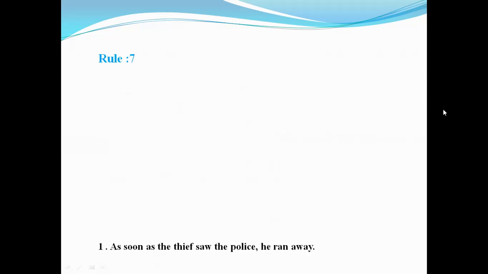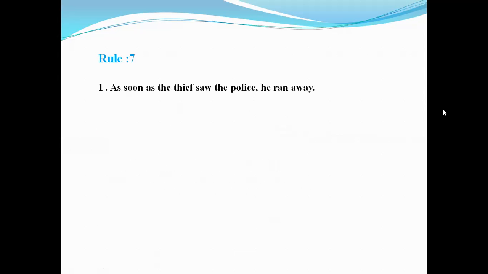Rule 7. As soon as the thief saw the police, he ran away. If there is "as soon as" in an affirmative sentence, use "no sooner had" and the past participle of the verb, and then "than" instead of the comma. So the answer will be: No sooner had the thief seen the police than he ran away. I used "no sooner had" instead of "as soon as", "seen", the past participle of "saw", and then "than" instead of the comma.